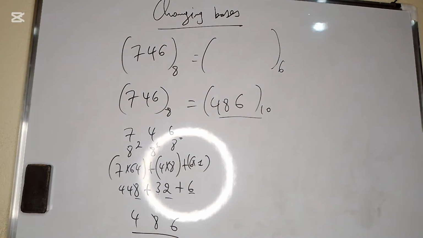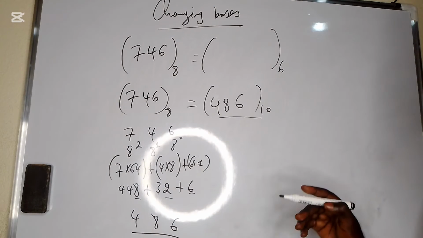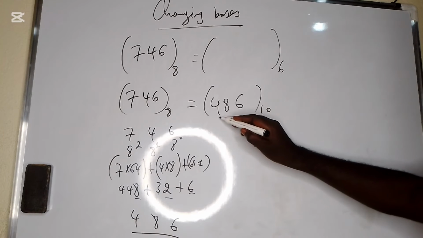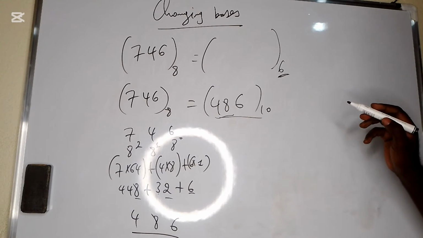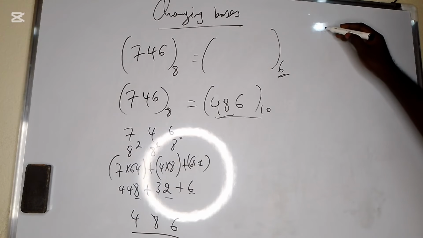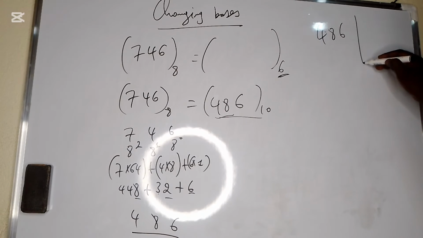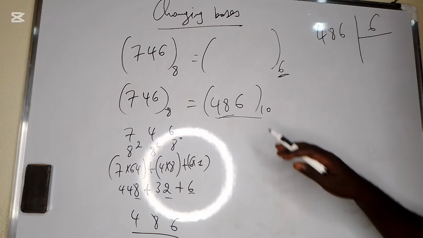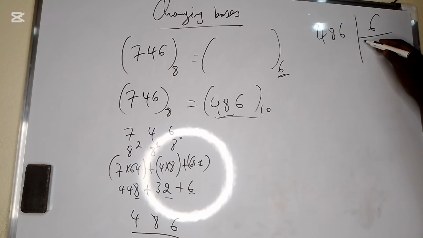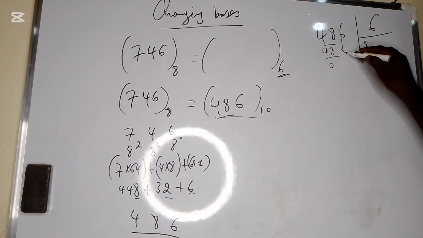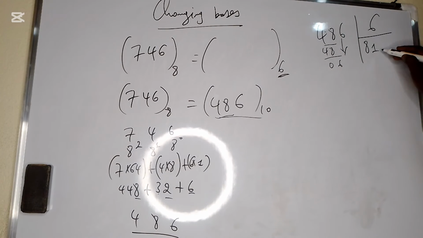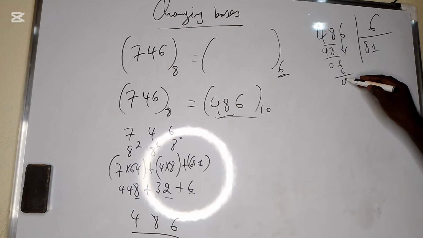Now, how? When we're changing this number or any other number to base 6, we divide it by 6 progressively, take the remainders, and write them. Now, we have 486, we divide it by 6. We're going to change to base 6. We have 48, we put 8, we have 48 again, we remain with 0, we drop 6, we put 1, then we have 6, then we have the remainder which is 0.